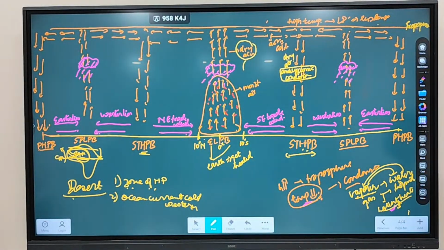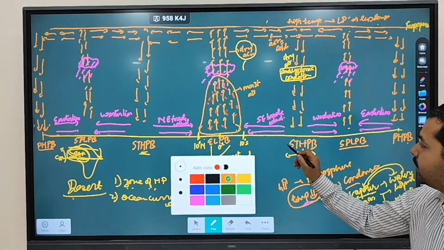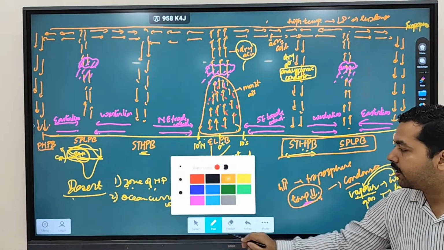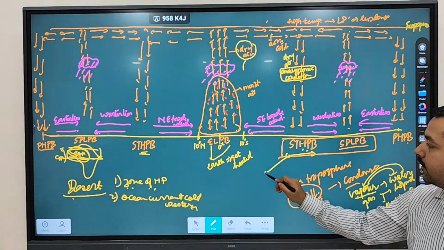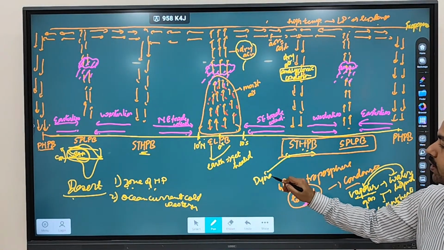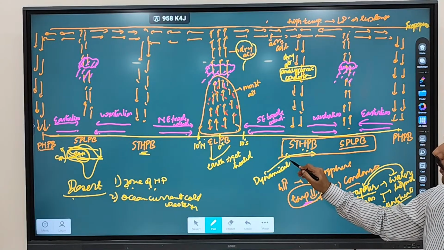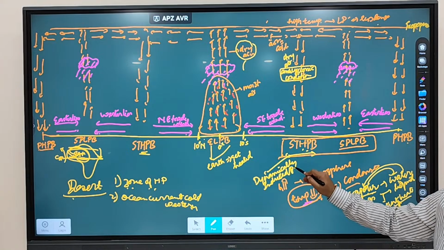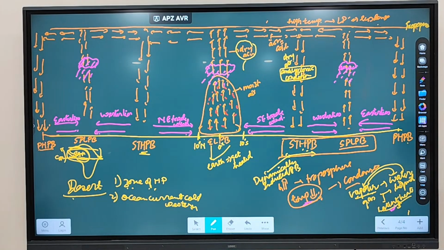Fine. So that's why these two pressure belts, the subtropical high pressure belt and the subpolar low pressure belt, are referred to as which type of pressure belt? Dynamically induced pressure belt. Why dynamically induced?